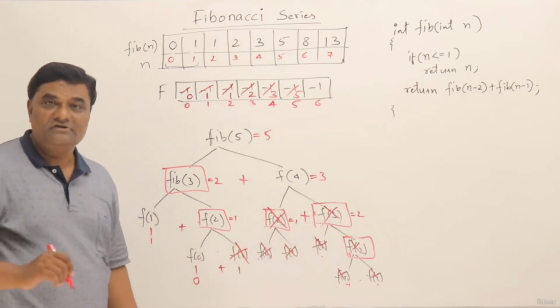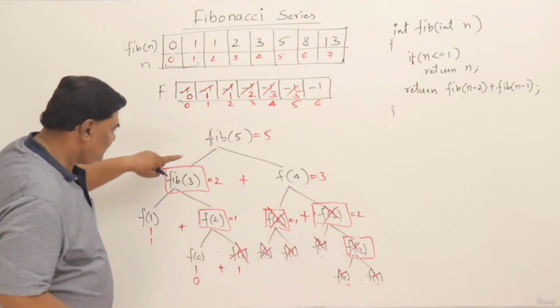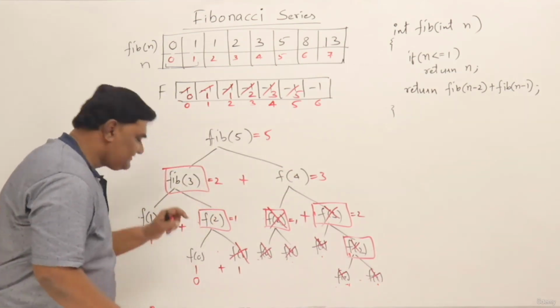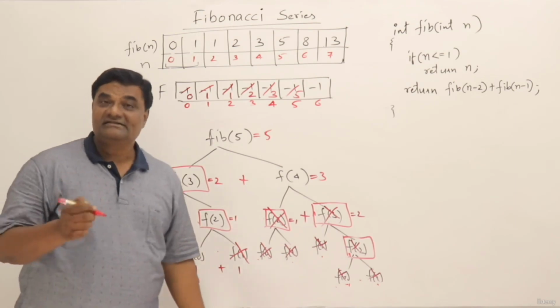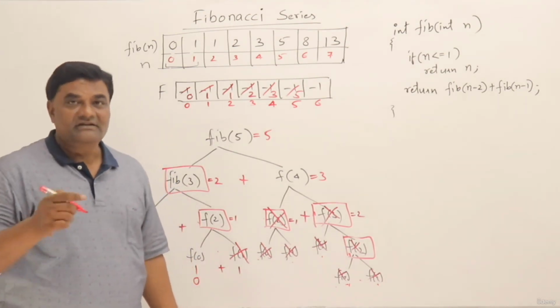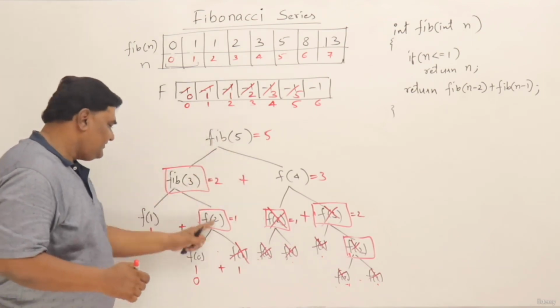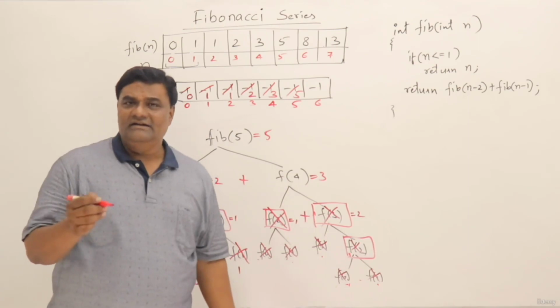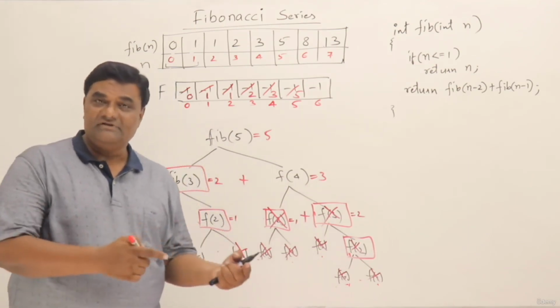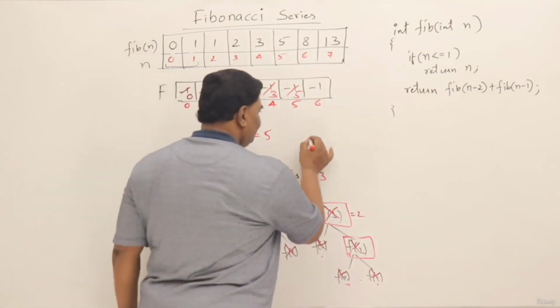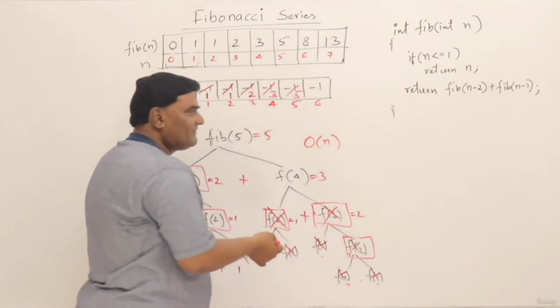So if you remove those calls and check 1, 2, 3, 4, 5, 6, it is making just 6 function calls. For 5, 6 calls. Reason: 5, 4, 3, 2, 1 and 0 are also included. So for n, how many calls? N plus 1. That is n to 0. So the time taken by this method will be order of n.